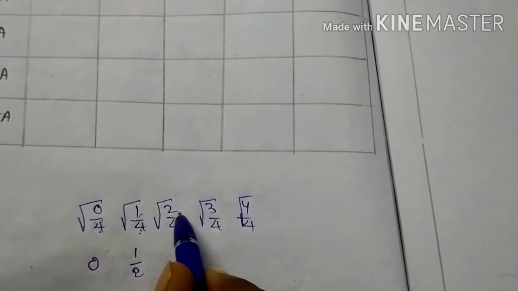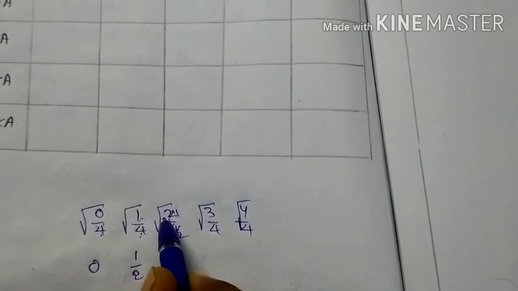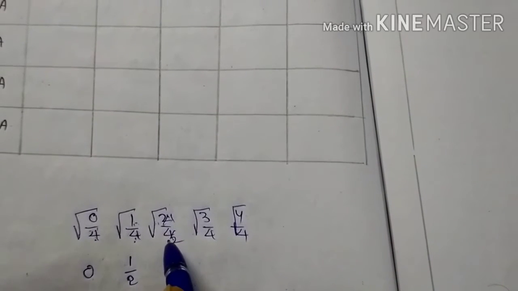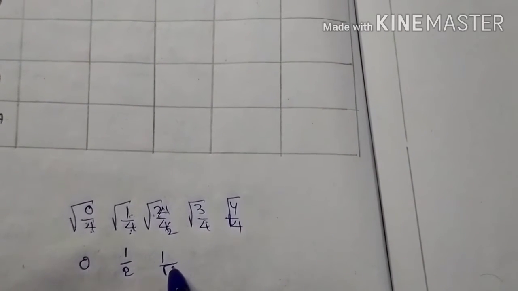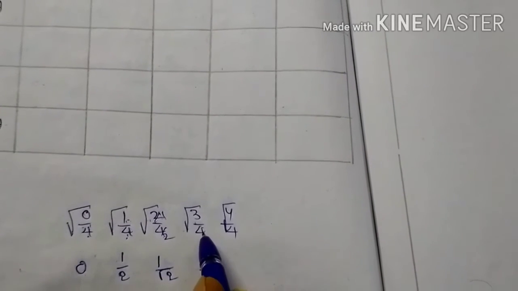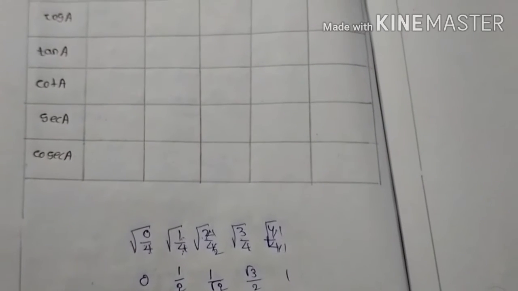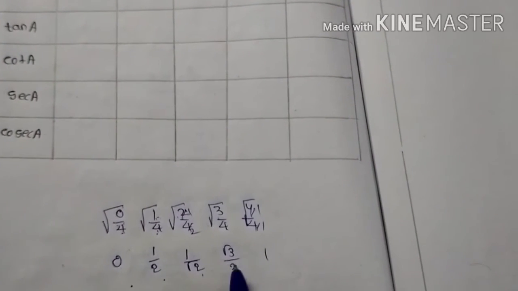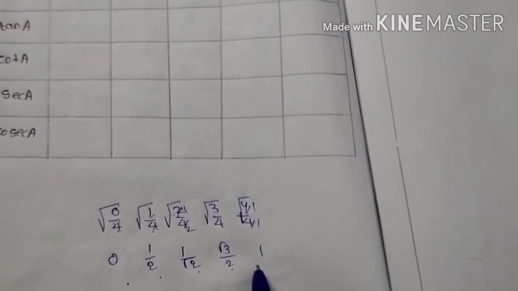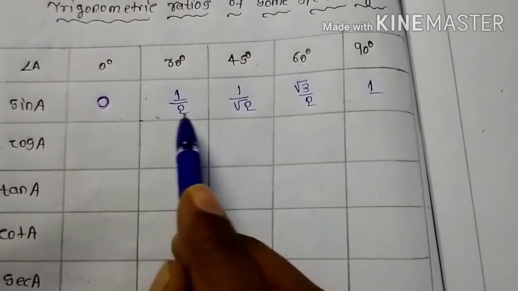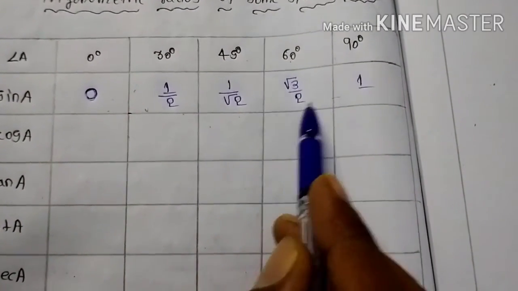Here root 2 by 4: the square root of 2 is root 2 only, and the square root of 4 is 2 only, so that gives root 2 by 2, which is 1 by root 2. Here root 3 by 4: the square root of 3 over the square root of 4, which is 2. What is 4 by 4? That is 1, and the square root of 1 will be 1 only. So we get 0, 1 by 2, 1 by root 2, root 3 by 2, 1 only.